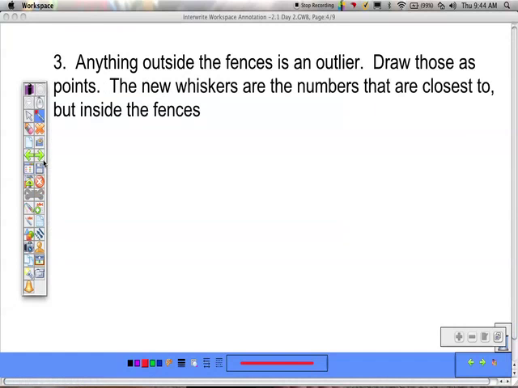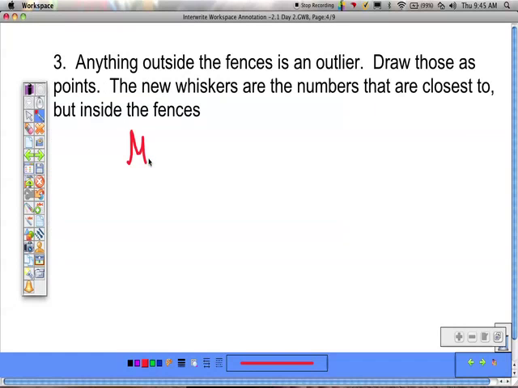Okay, so we did that. Anything outside the fence is an outlier. Draw those as points. The new whiskers are the numbers that are closest to but inside the fences. So this is for a modified box plot.